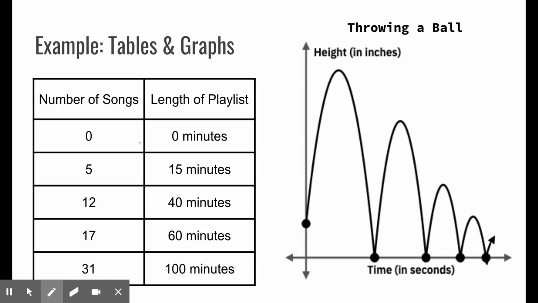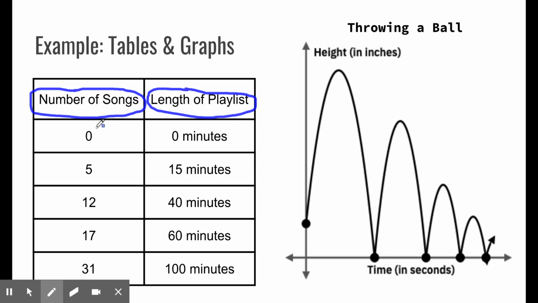If we're trying to figure out what quantities are involved, you need to look at the labels in the table. So we're talking about the number of songs. And remember, quantitative reasoning is looking at a relationship. So we can see we're looking at the relationship between the number of songs and the length of the playlist.